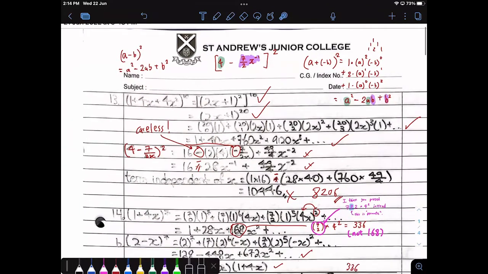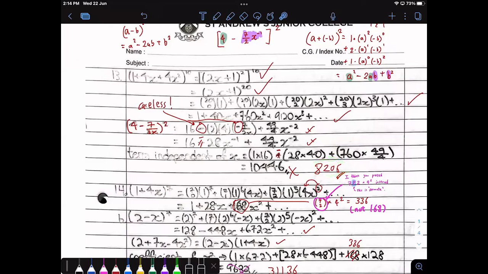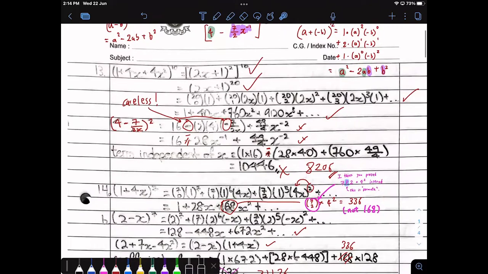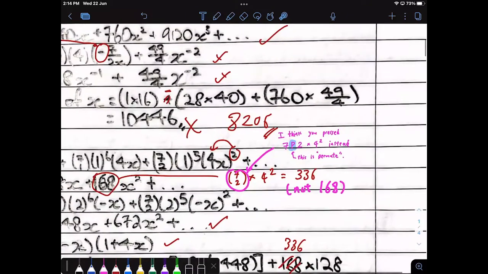You can calculate it. I believe it's 8,206. Then over here, you got 168. Also careless mistake, should be 336. I think, I suspect, okay, I'm not too sure actually. Maybe not that accurate. Maybe you type in 7 permute 2, is it? Type in 7 permute 2. No, because it equals 42.